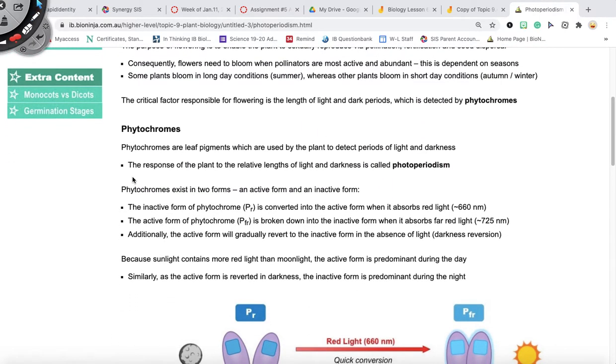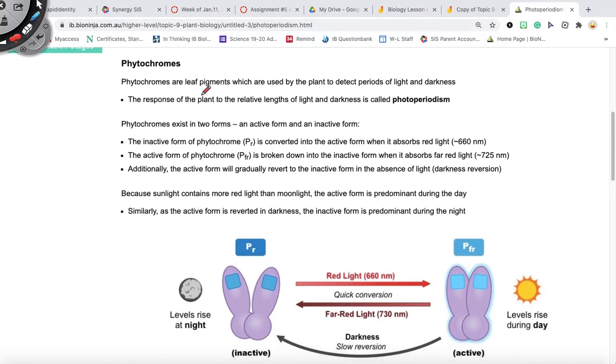There are two types of phytochromes. So there are two forms of the leaf pigment: an active form and an inactive form. Let's see how these two forms come about. The inactive form is known as phytochrome PR, or phytochrome red, and the active form is known as phytochrome PFR, or phytochrome far red. Let's see how these levels are affected during the day and the night.